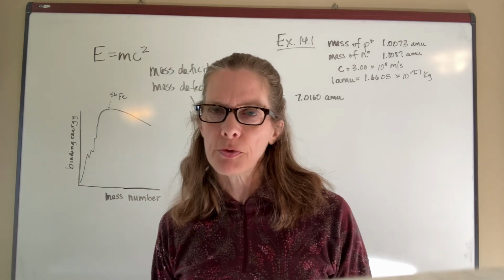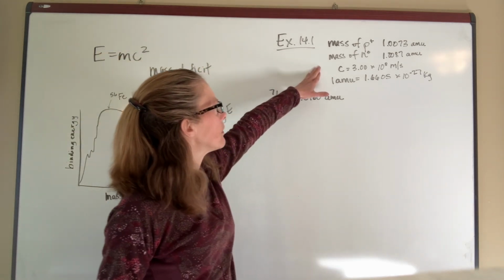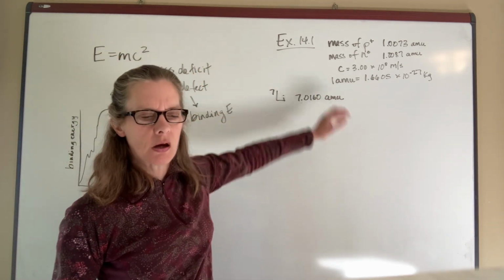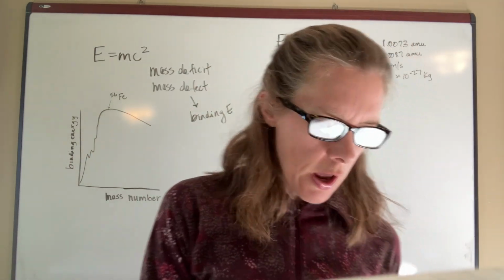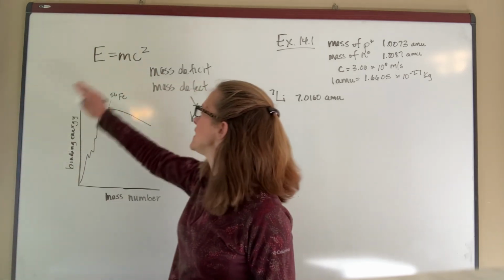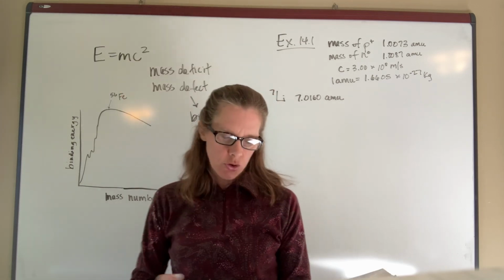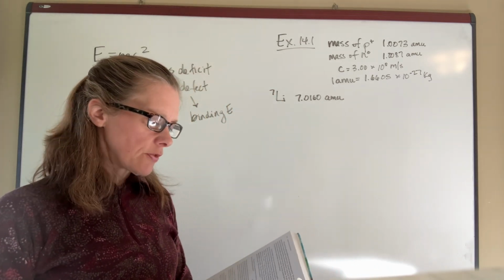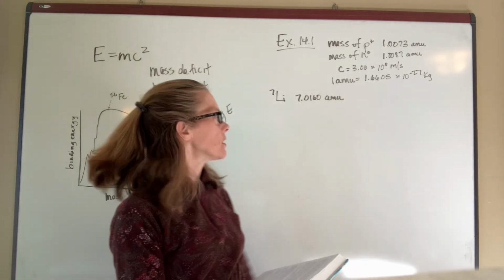So we're going to look at example 14.1, and I have already put all of the relevant information that we're going to need up here on the board: the mass of the proton, the mass of the neutron, the speed of light, which is what c is in this equation, energy equals mass times the speed of light squared, and then the conversion factor between AMUs and kilograms.